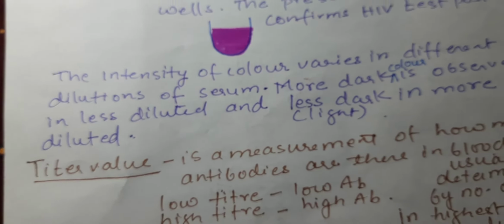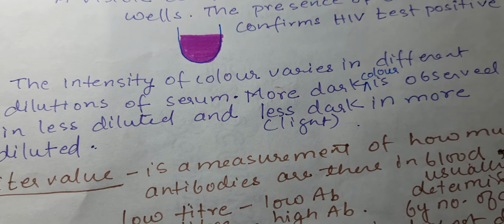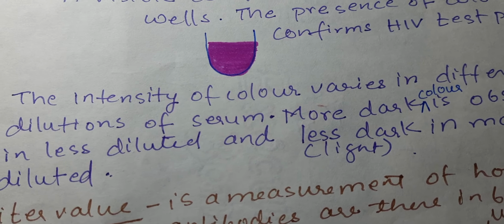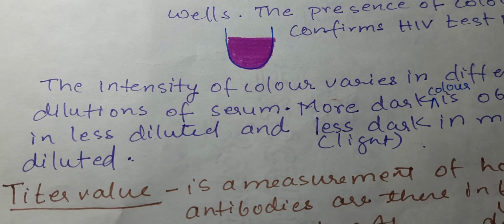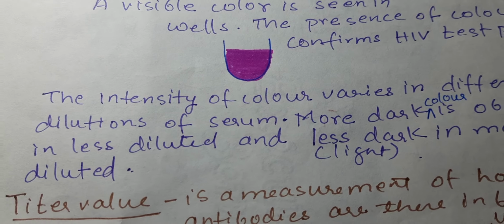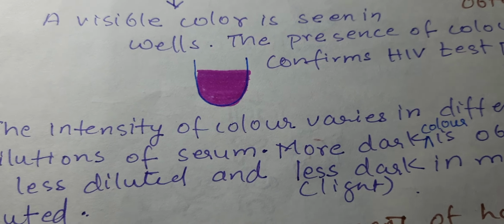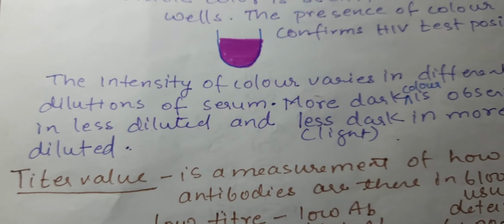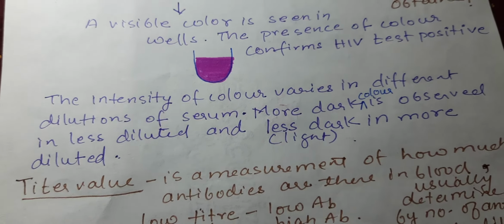Now the intensity of color varies with the dilution of serum. So the color is darker when the dilution is less. Suppose we consider 10 raised to 2 and 10 raised to 5, then 10 raised to 2 is less diluted, so you will see a more dark color in the 10 raised to 2 dilution, and less dark in the more diluted. So in the 10 raised to 5 dilution you will see a light color.